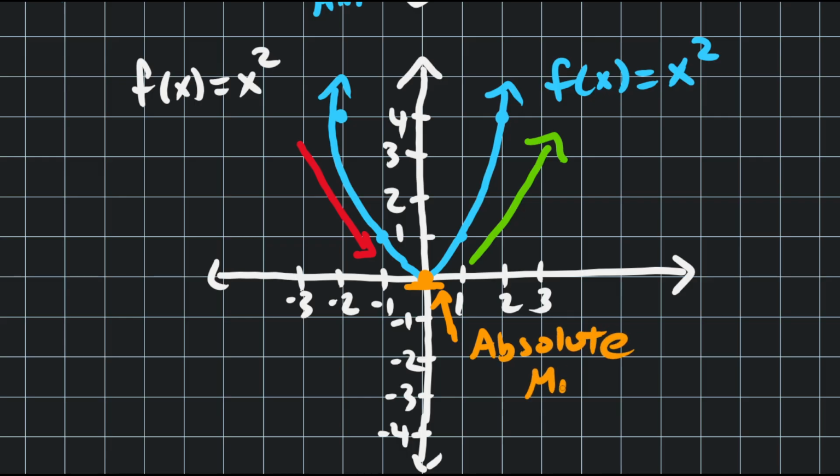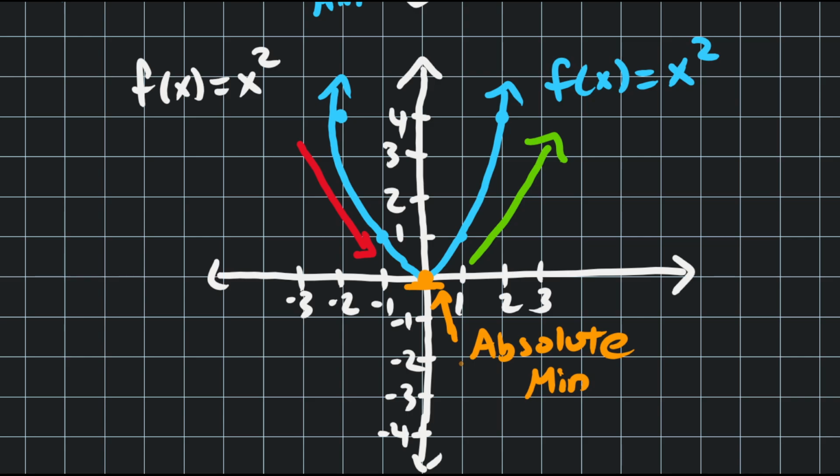The reason it's an absolute minimum and not just a local minimum is because this is the lowest value that f of x could be. Just looking at this graph, the lowest point it hits is 0. It can't reach any of the negative numbers. It doesn't go lower than 0, for f of x equals x squared. So that's why this is the absolute minimum. It is the minimum value that this function could be.